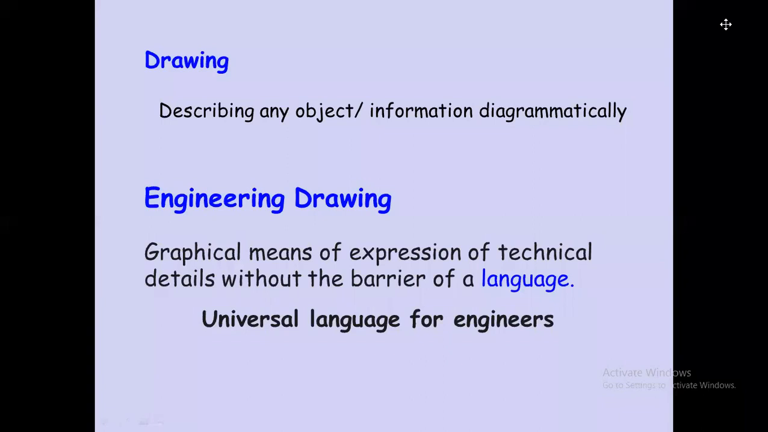One engineering drawing example is your bike. Take an example of your bike drawing. If you simply draw a bike, it becomes a drawing. If that bike has information like its height, its dimensions, its width, how it looks, the shape, and what material it is made of, if we have all that information in the drawing, then the drawing becomes an engineering drawing.